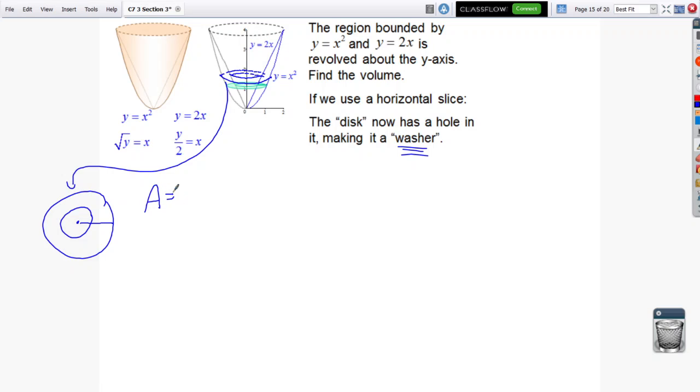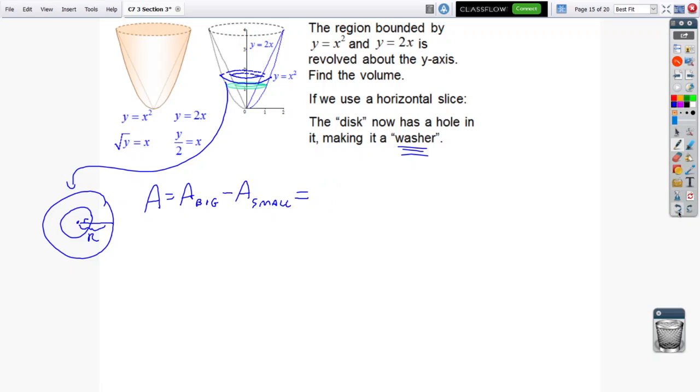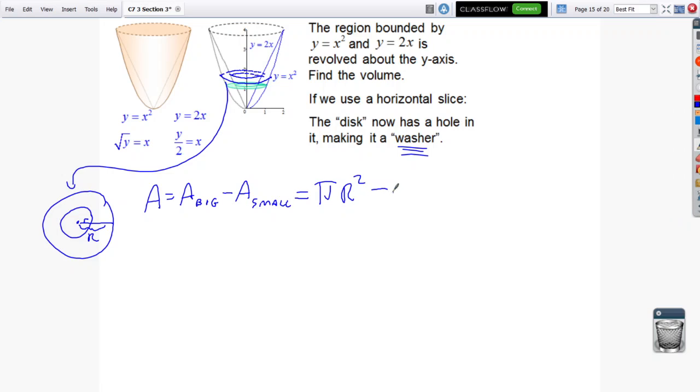So our area is going to be the area of the big minus the area of the small. Now when we talk about big and small, we can talk about our big radius and our little radius. The way that we refer to those are going to be big R and little r. Alright, so this area is going to be pi times big R squared minus pi times little r squared.